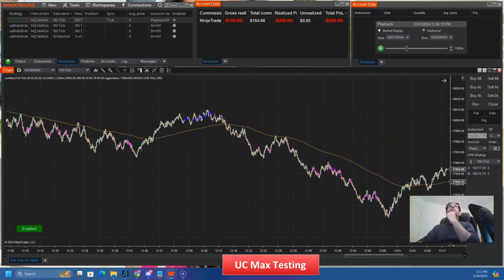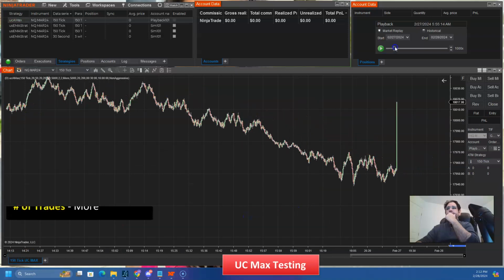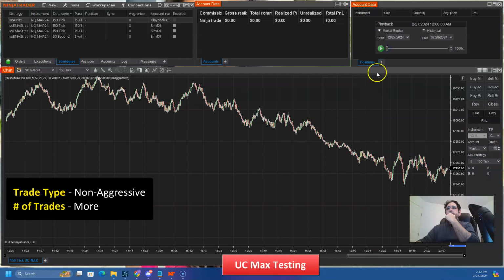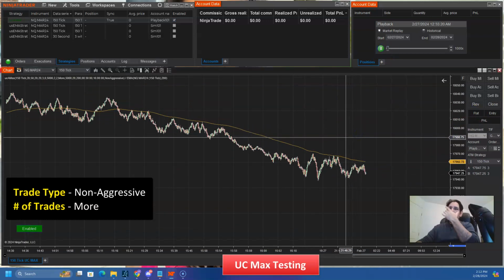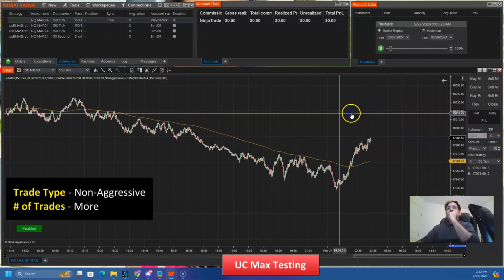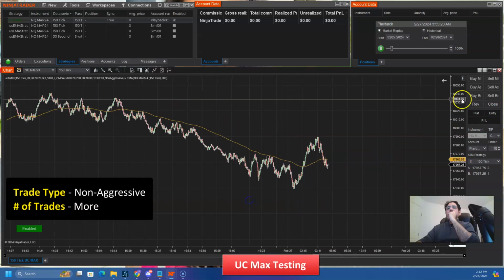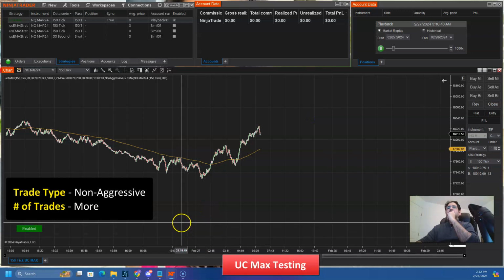All right, so right now it was more aggressive. Now let's change it to run less aggressive, and let's reset this thing back. So now we're doing more trades, but less aggressive this time. Okay, all right, let's run this thing. You can see it's not taking that many trades, right? It's only looking for an ideal scenario.